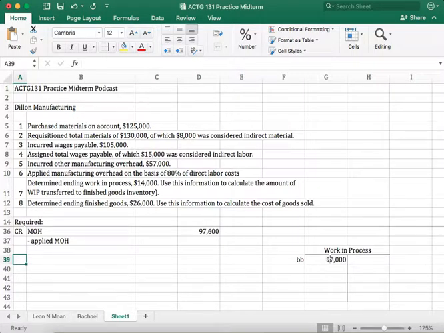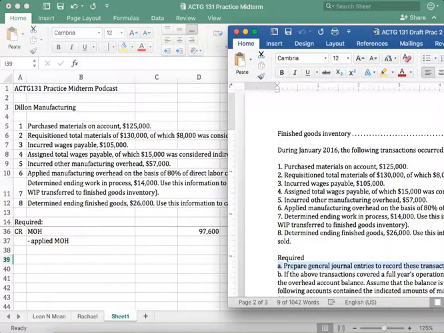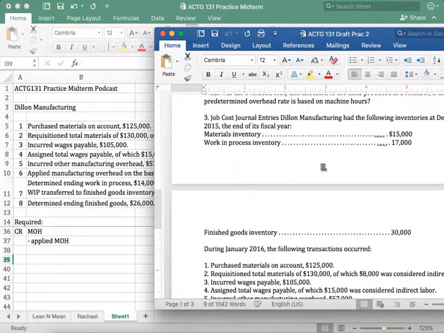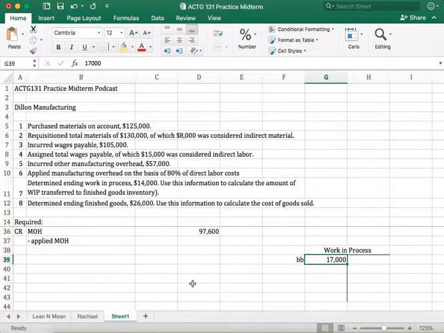Number 7, determined ending work in process 14,000. Use this information to calculate the amount of work in process transferred to finished goods. So for this particular journal entry, I'd like you to prepare a T account for work in process. BB stands for beginning balance. That was given to us in the beginning of the problem. I can show you that right here. Work in process inventory was given $17,000. So that's what the BB stands for.